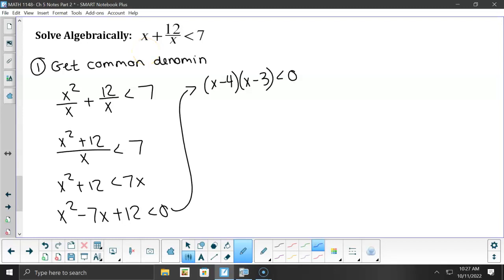So for me to get this with a common denominator, I need it to be over x, so I have to multiply it by x over x. Because x squared divided by x cancels down to just plain old x. What am I doing right there?